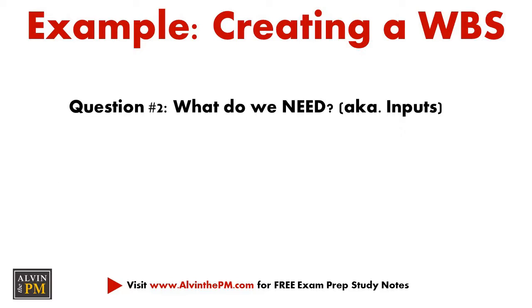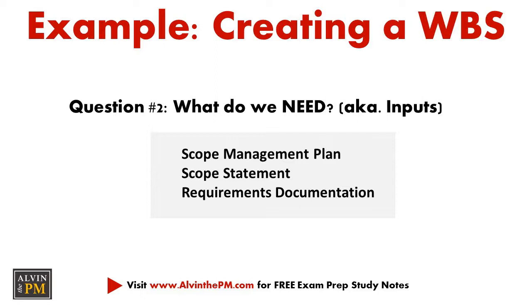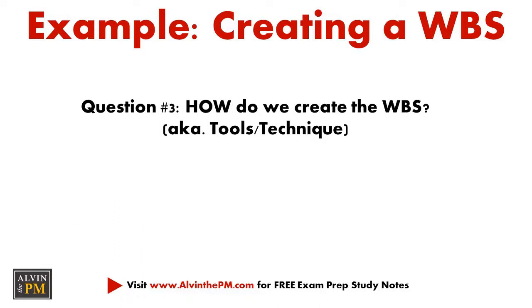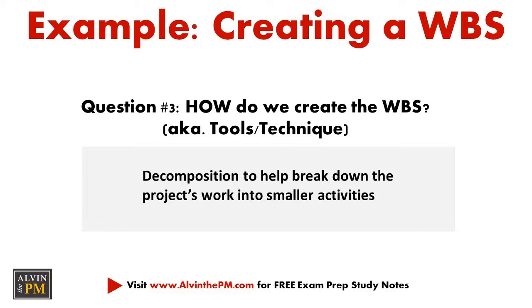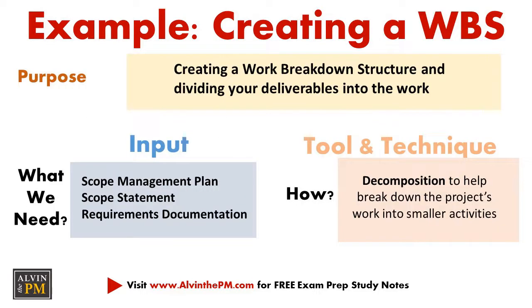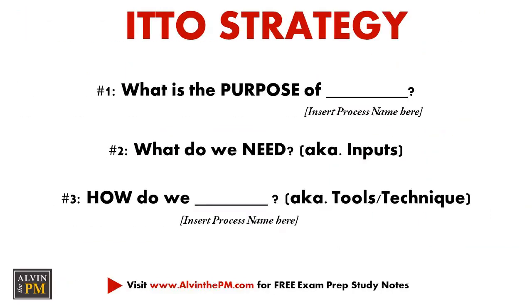But what do we need in order to create the WBS? In this case, you'll need your scope management plan because that outlines how you'll manage the project scope throughout your project's lifecycle, as well as the project scope statement and requirements documentation. Alright, so that makes sense. But how do we create the WBS? Well, one of the key tools you would use is decomposition, which helps break down the project's work into smaller activities. So in this example, we've broken down the process of creating a WBS and asked ourselves these 3 key questions to understand why the process is important and how it fits into the bigger picture of project management.